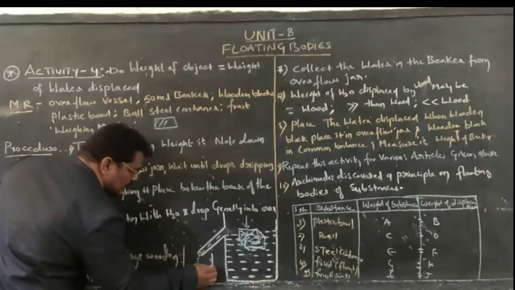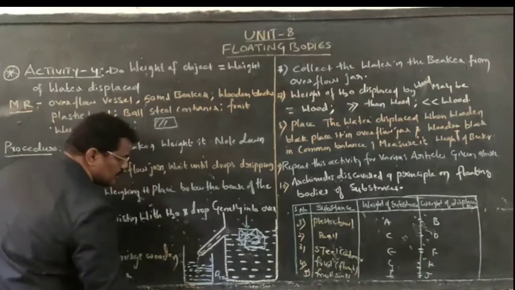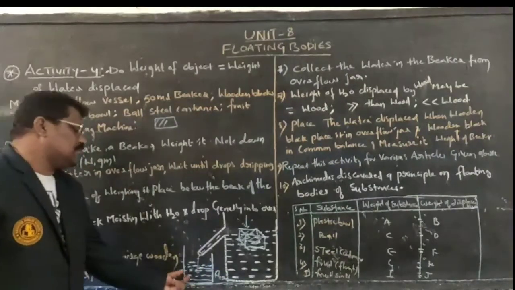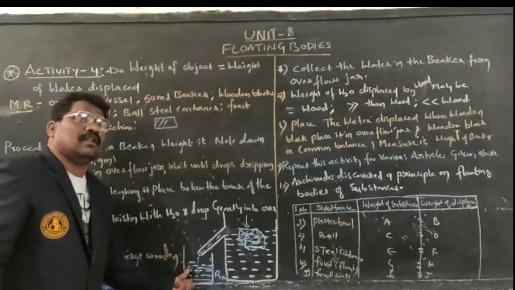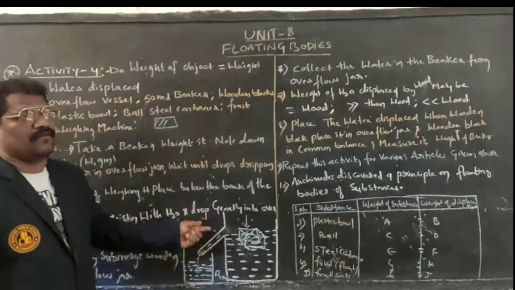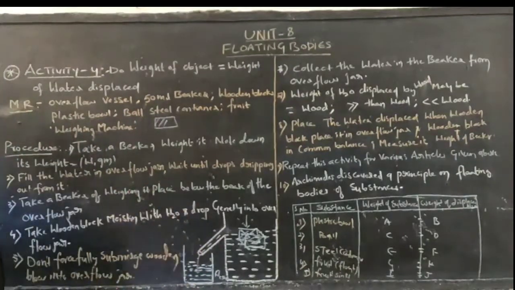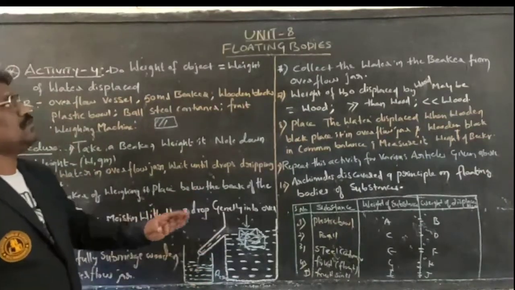Note down that liquid level, that is equal to how many grams? It should become W2 grams. This W2 grams is what? W1 plus the weight of water, that is, the weight of the water displaced outside plus the beaker weight. We can get it from that. Calculate that beaker weight from the overflow jar.